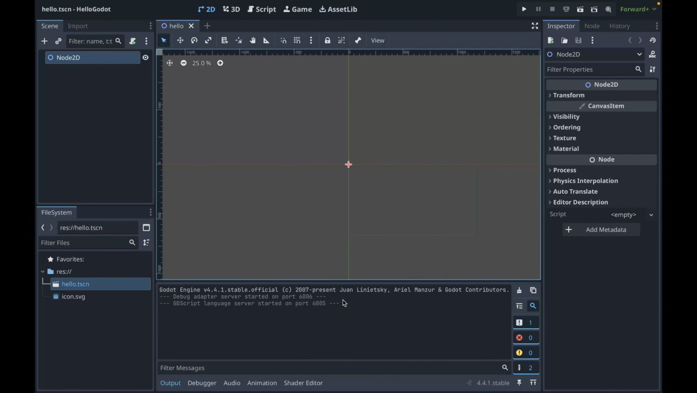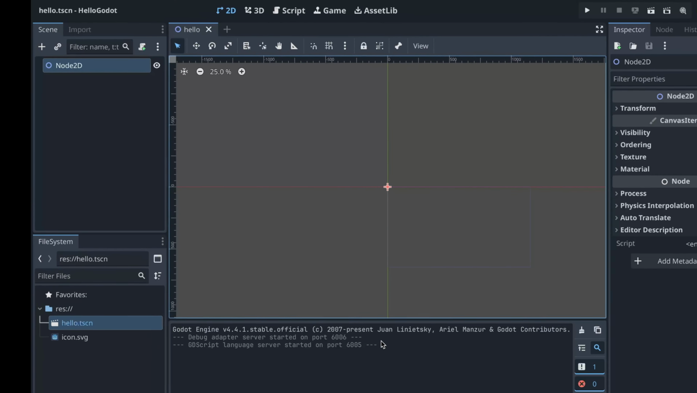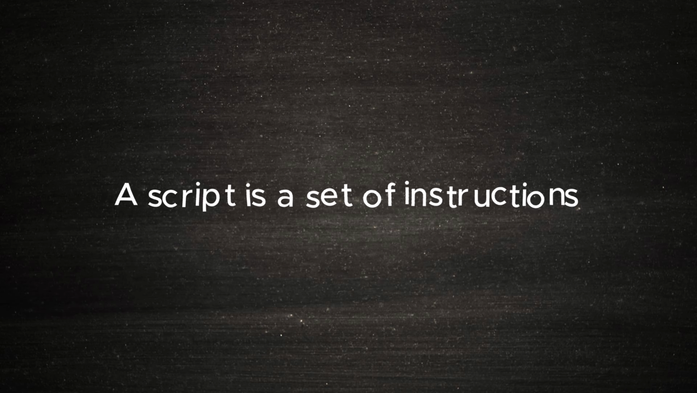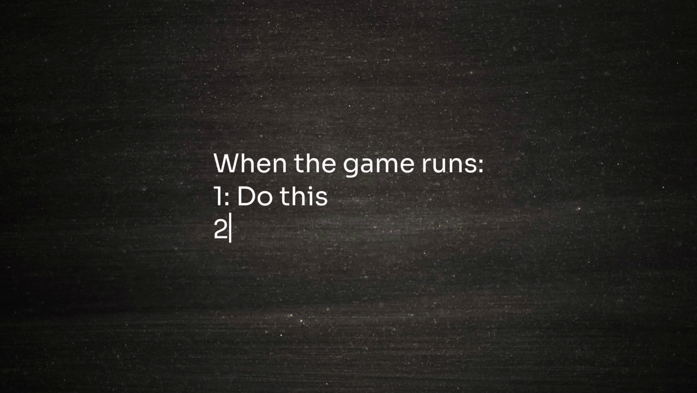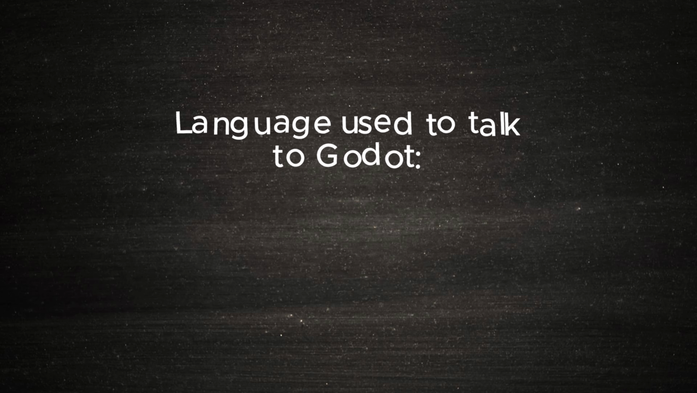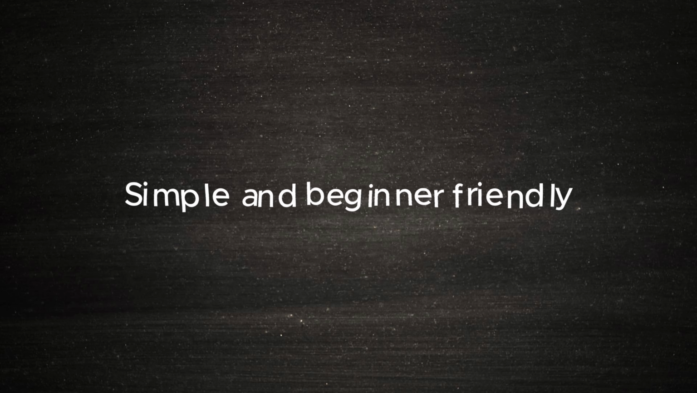Here we are, back where we left off with the simple Node 2D in our scene. So, what's a script? Think of it like a set of instructions you give to the computer. When the game runs, do this. The scene itself is just an empty space, but with scripts, we can start telling Godot what to do and what should happen. And the language we use to talk to Godot is called GDScript. Don't worry, it's designed to be simple and beginner-friendly.